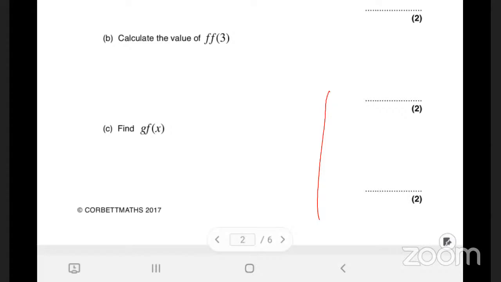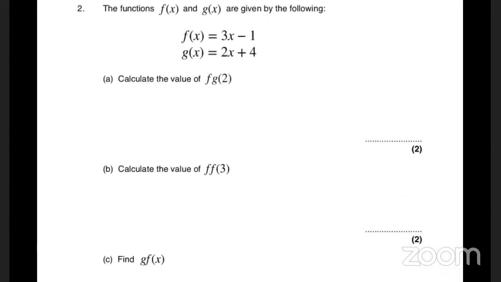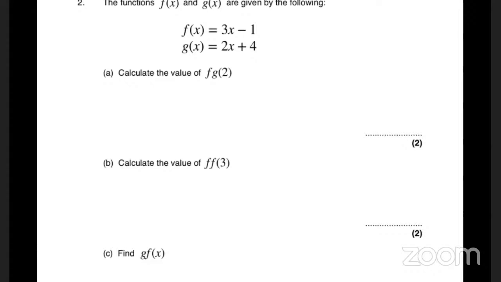Okay, so this one here, we're going to put f(x) into g. So whatever f(x) is, we're going to be putting it into g. Let's go back and look at what f(x) is and what g(x) is. f(x) is 3x - 1. We're going to take that 3x - 1 and substitute it into the function g. Since we're substituting into g, we write down the function g. Whatever function you're substituting into, that's the function you write down. So g(x) = 2x + 4.